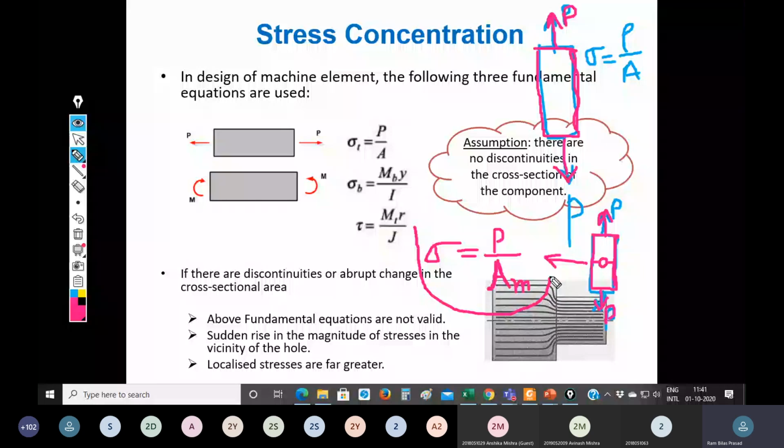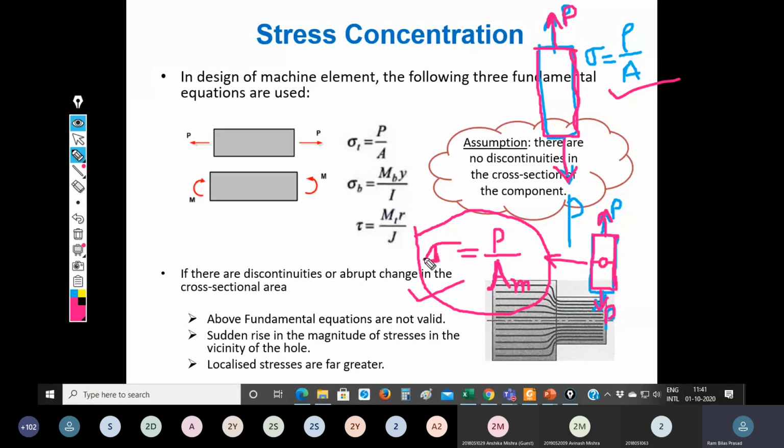It is obviously better than the previous approach. Sigma equal to P by A is not applicable, right? So here we are using the minimum cross sectional area. This is obviously better than that approach, right? And the stress obtained with this consideration will be higher than P by A, right?